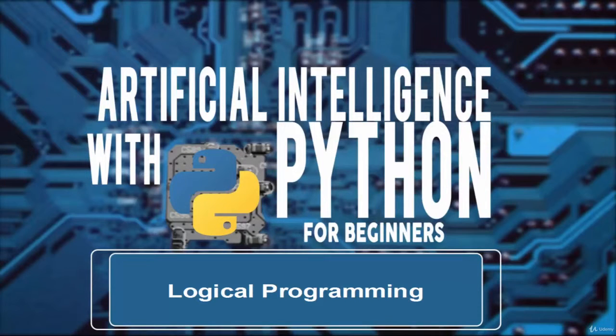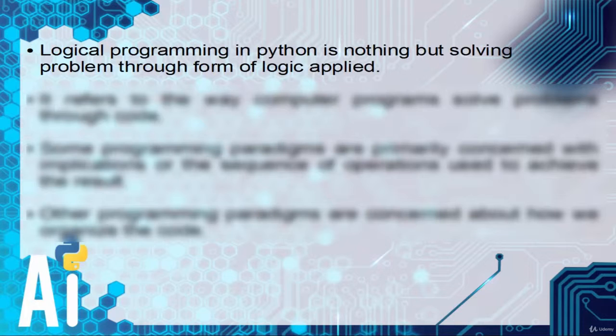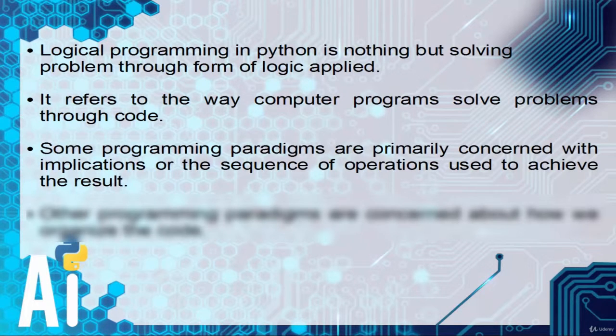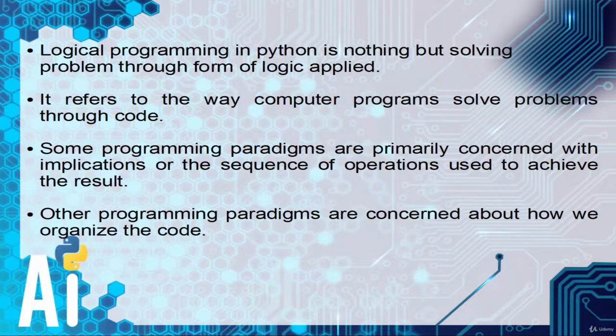Welcome. In this video, we'll learn about logical programming. Logical programming in Python is nothing but solving problems through a form of logic applied. It refers to the way computer programs solve problems through code. Some programming paradigms are primarily concerned with implication, or the sequence of operations used to achieve the result. Other programming paradigms are concerned about how we organize the code.